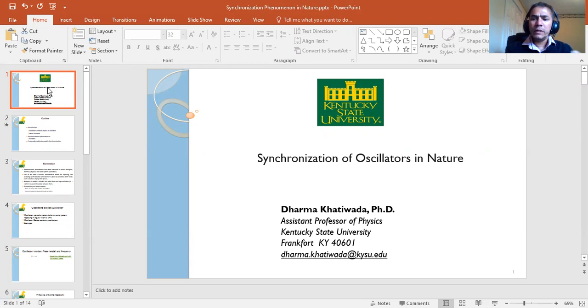I think there are similar words to replace synchronization. We can say collective behavior, or common behavior. When we talk about synchronization, we are dealing with many oscillators, not just one oscillator. So that we are going to learn.